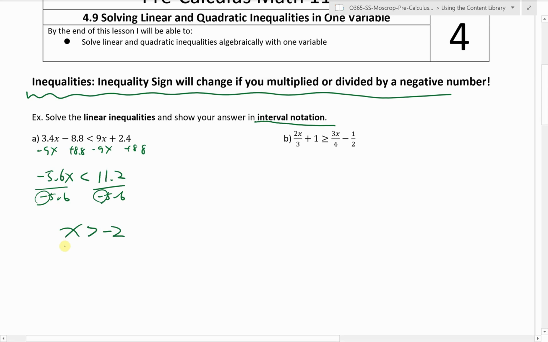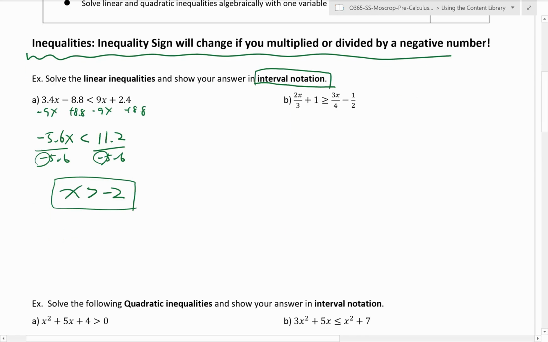Now this is the solution, shown as just the inequality sign. It's asking us to show the answer in interval notation. So it says x is greater than negative 2. If you recall from last year, interval notation is basically writing an interval of numbers. This x bigger than negative 2 tells us the smallest value of x is negative 2, and there is no biggest value. It's going to be bigger than negative 2 and go all the way to infinity.